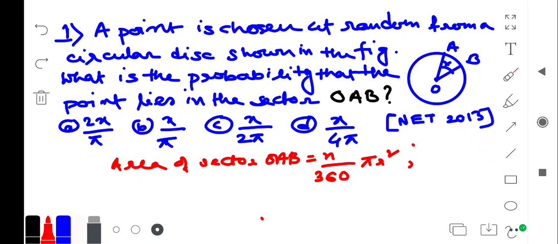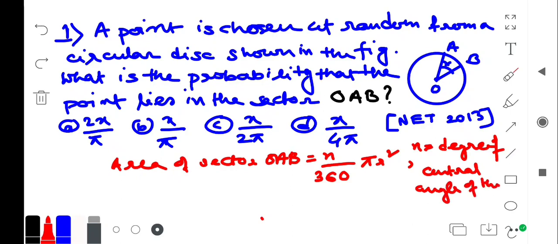Here n is the degree of the central angle of the sector OAB. The angle of OAB is n, and n is equal to x as given. This angle is x.